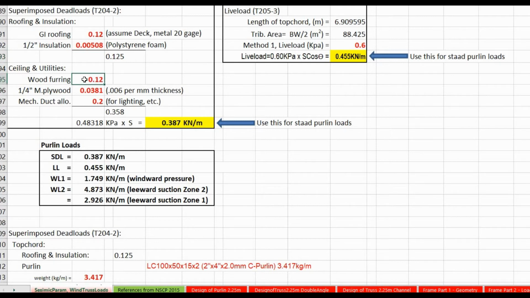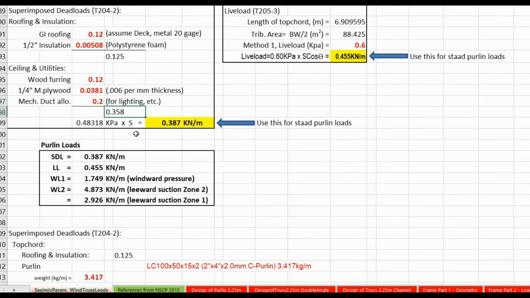So, ang nilagay natin dito ay wood flooring, or that is 0.12, that is from the table. And then, gagamit tayo ng 1/4 inch marine plywood. So, this is 0.006 per millimeter thickness. So, that is 0.006 times 1/4 inch. And then, gagamit tayo ng mechanical duct allowance na 0.2. Yan naman ay para sa lighting, etc., mga cables, so forth, and so on.